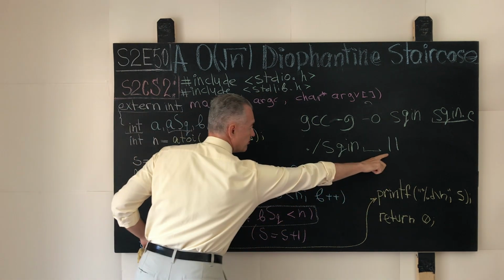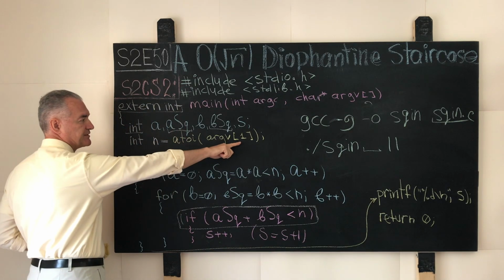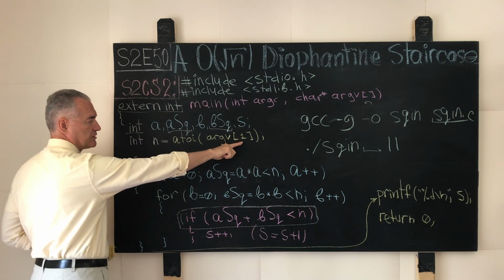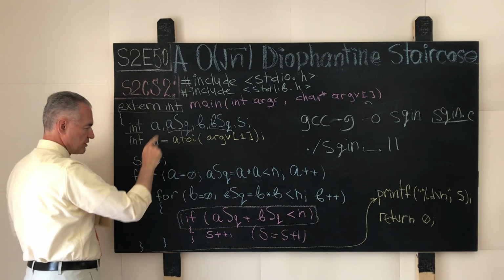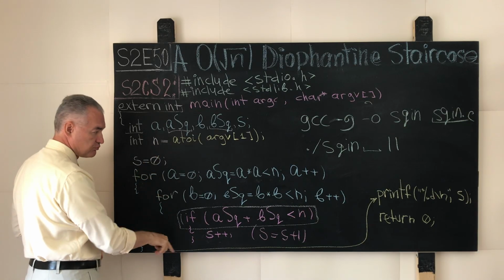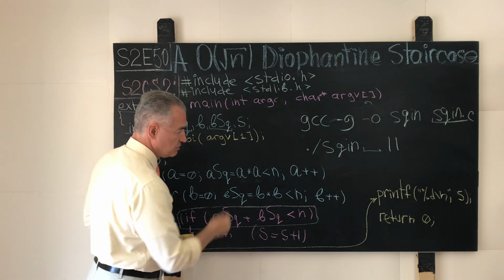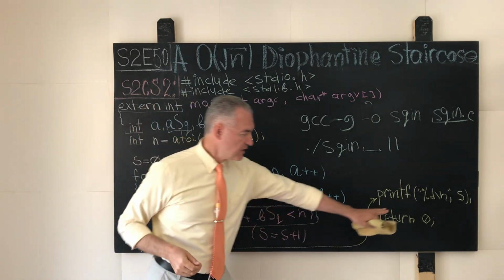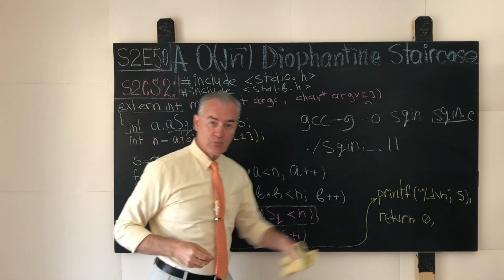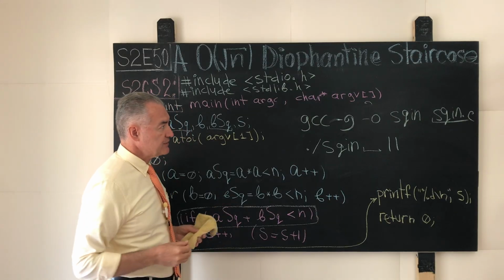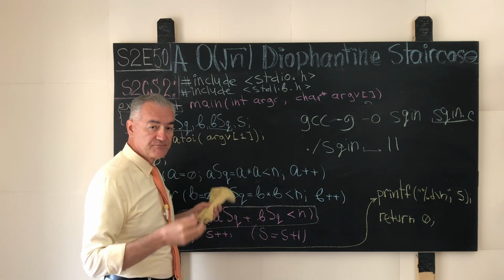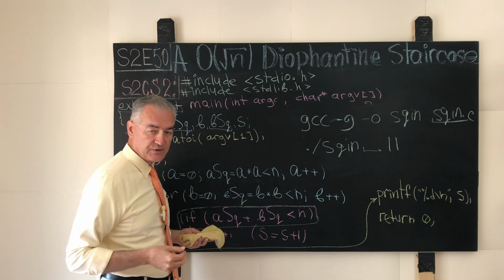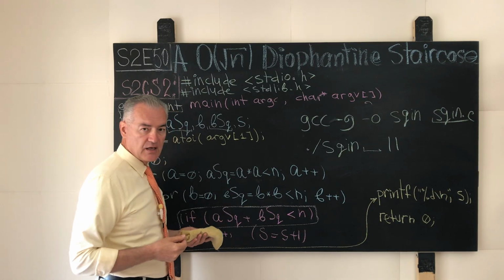This 11 will be picked up by the operating system, pushed into argv sub 1. Here it will be converted, no error handling, everything is good, and then the program will run and produce the output that you may expect. Now, this is big O of n, zero intellectual effort, zero intellectual voltage in this algorithm.